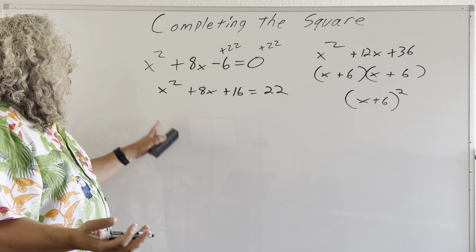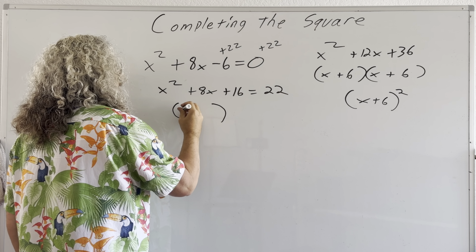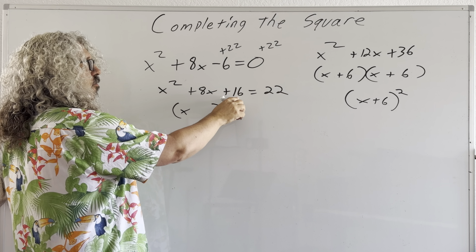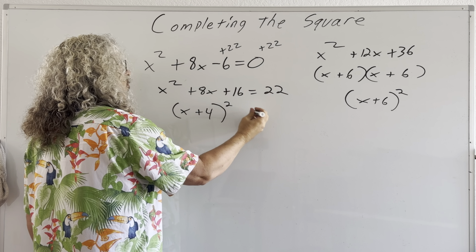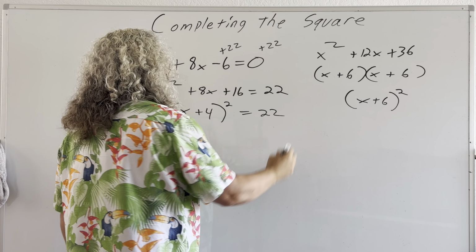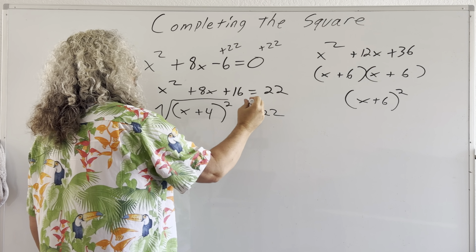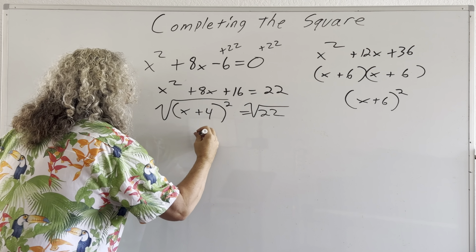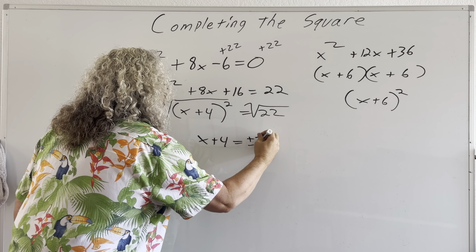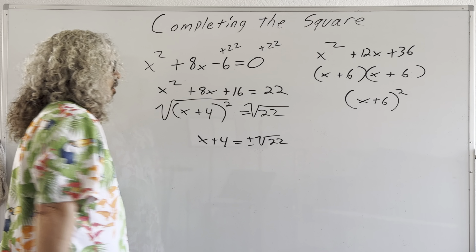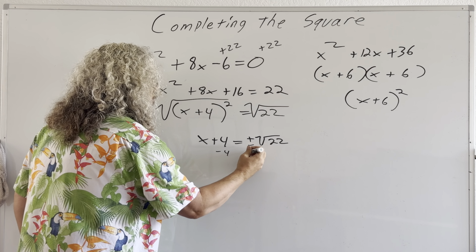That's okay. The reason why I did that is because now look at this. Square root of 16 is 4. 4 doubled is 8. So I have this the way I want. X plus 4 quantity squared equals 22. And as we learned in the radical sections, I can now square root both sides. Once I do that, I get x plus 4 equals plus or minus square root of 22. Now, we need x by itself, so we're going to subtract 4 from both sides.